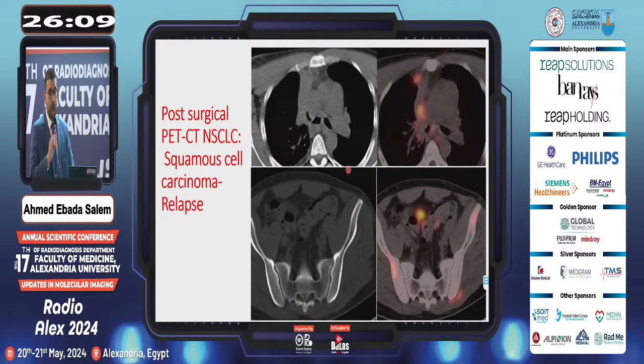Also, PET-CT can be useful in cases where there's concern for recurrent disease. This patient had a non-small cell lung cancer who was treated with surgical resection, and there was concern for recurrent disease. He underwent a PET-CT, and as you can see there are new hypermetabolic masses within the surgical bed, as well as ipsilateral and mediastinal lymph nodes and metastatic sites of disease. So PET-CT can be helpful in those cases.